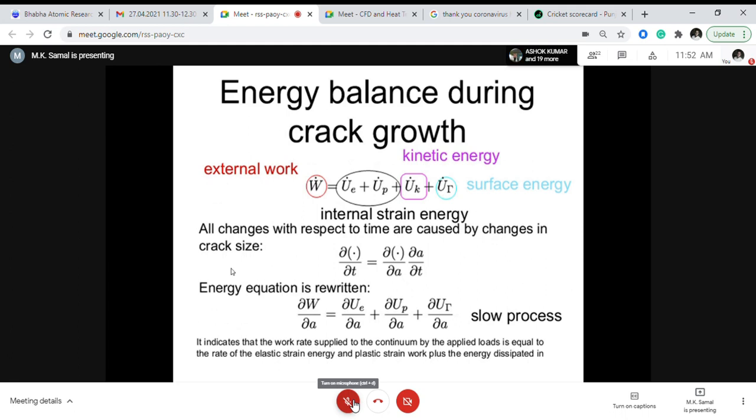But the fracture will not occur immediately, because the radius is never 0. Material consists of atoms and atomic arrangement. So the radius is not 0. The radius is nothing but the interatomic distance. That is the minimum radius you can get.